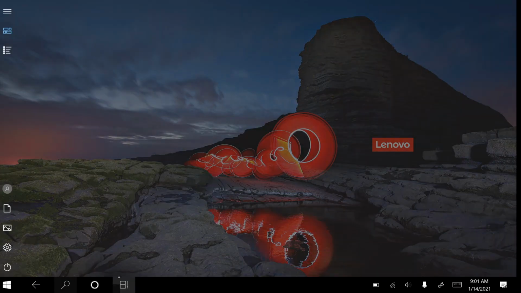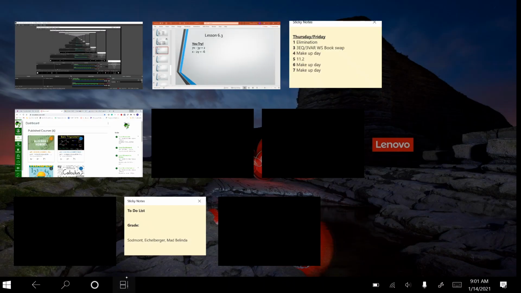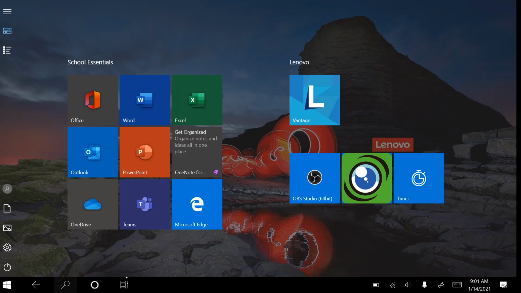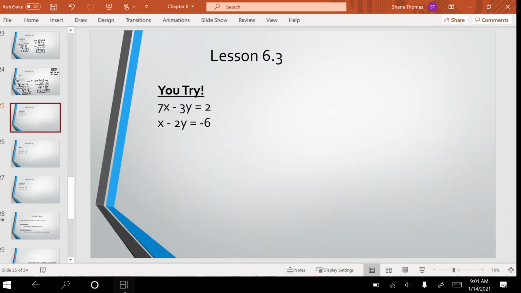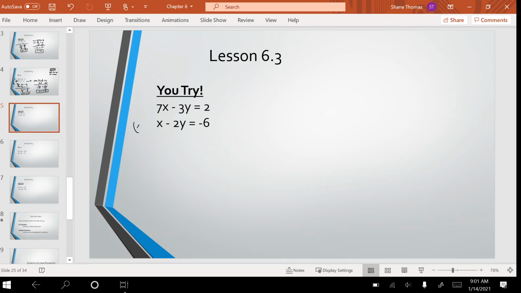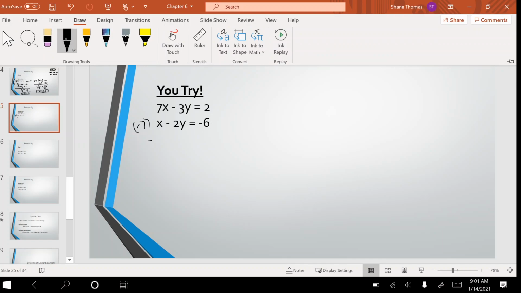Do we multiply? Multiply the second equation by -7. Click. There we go. All right, I agree. Multiply the second one by -7. So I have -7. Oh, goodness. That's a terrible looking 7. All right, so I multiply by -7.